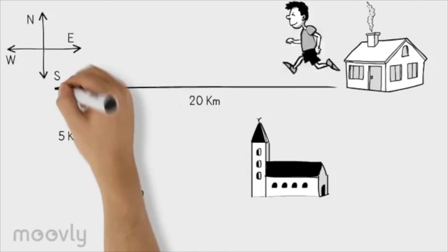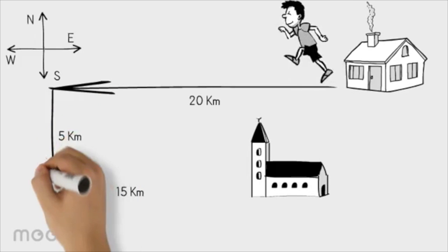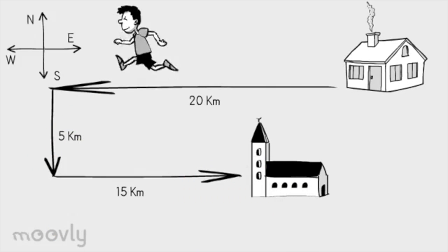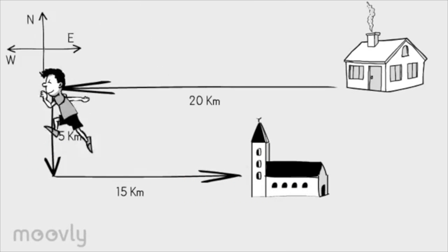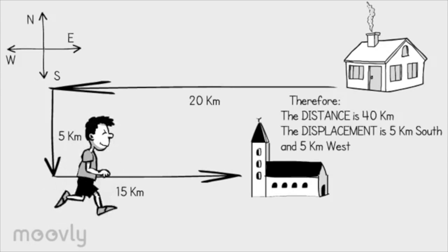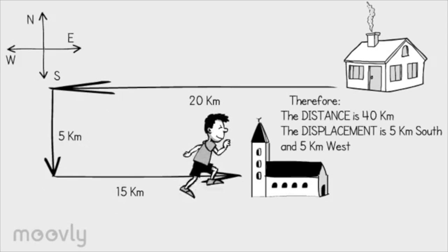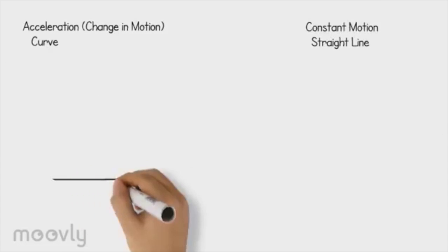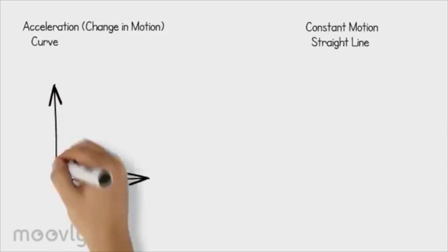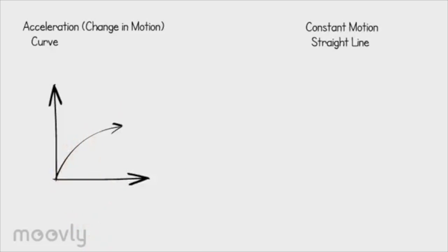It's Sunday and Albert is running to church. First, he runs 20 kilometers west, then 5 kilometers south, and 15 kilometers east to get to church. His total distance for his run is 40 kilometers, but his displacement is 5 kilometers south and 5 kilometers west from his starting point.